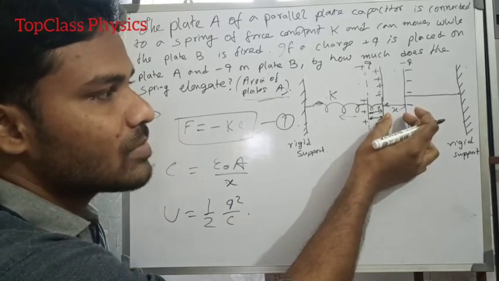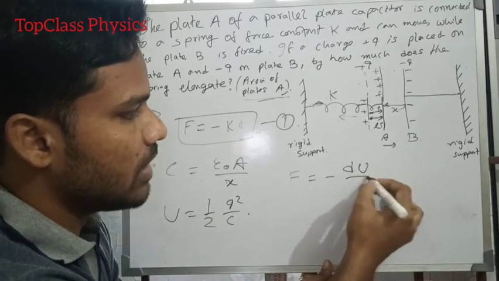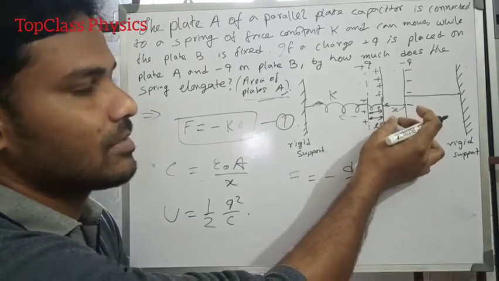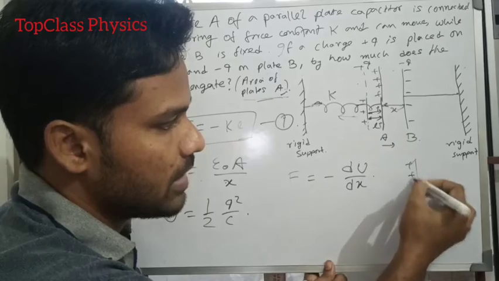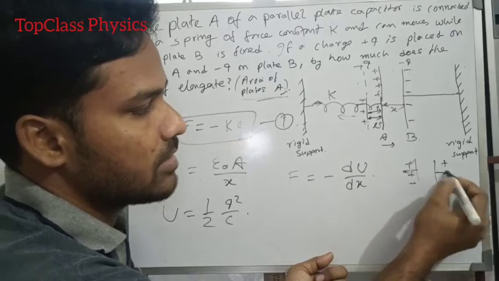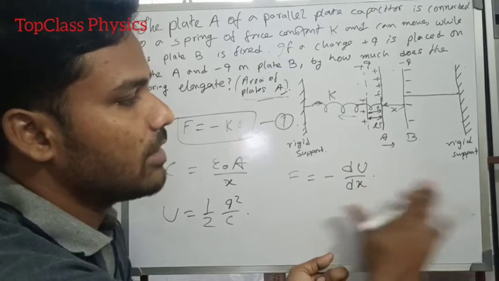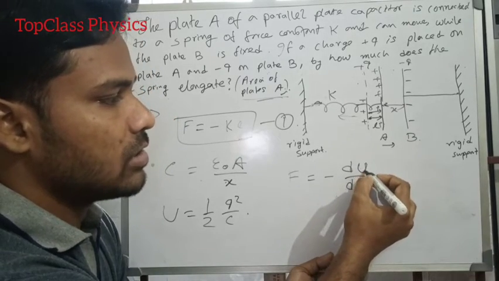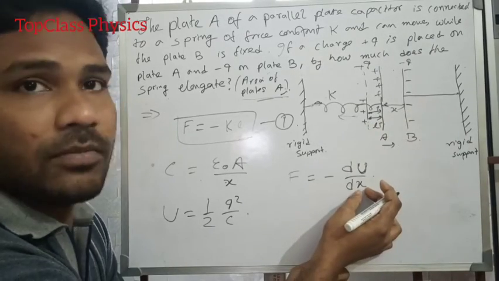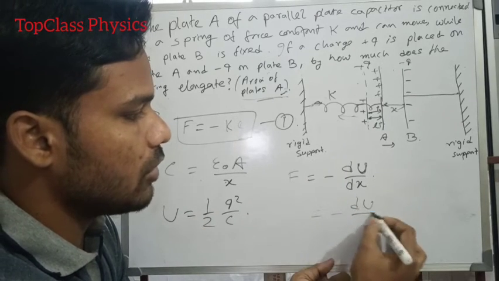And the electrostatic force between these two plates due to the charge will be F equals minus dU by dx. Why the negative sign? Because this force is attractive, not repulsive. If both plates were positive, with the same charge, the force would be positive and repulsive. Here one is positive and the other negative, so the force is attractive, that's why the negative sign comes. U is the potential energy stored, and the force is a function of X, the distance between them. So put dU by dx.